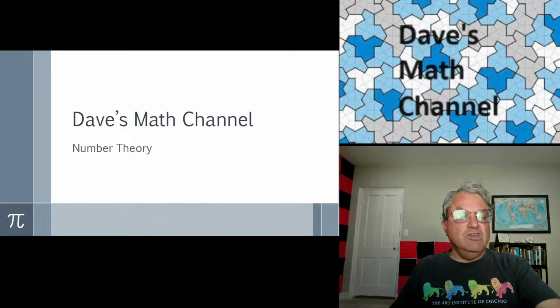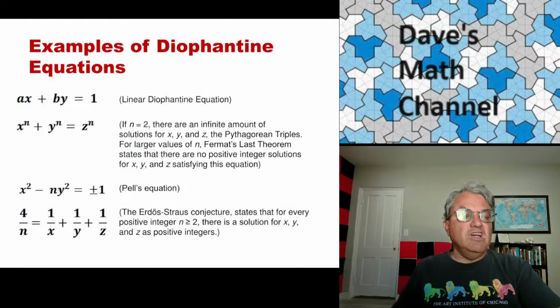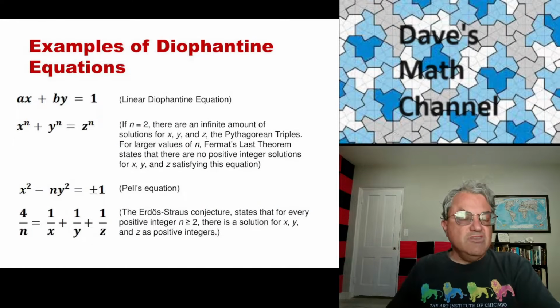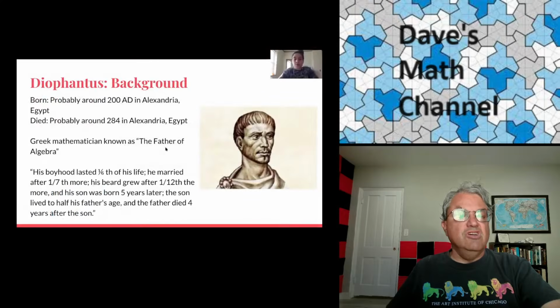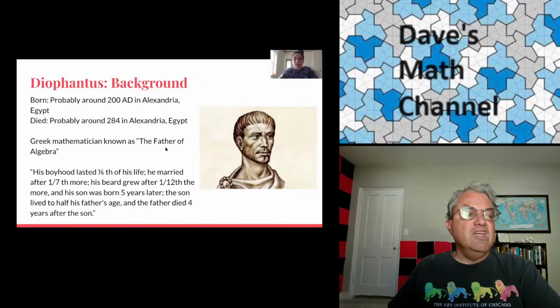Well, I think the best way to begin is with what are called Diophantine equations, because I think this is what number theory is really all about. There was a Greek mathematician, I think in the third century A.D. His name was Diophantus, and I guess he lived in Alexandria, Egypt.